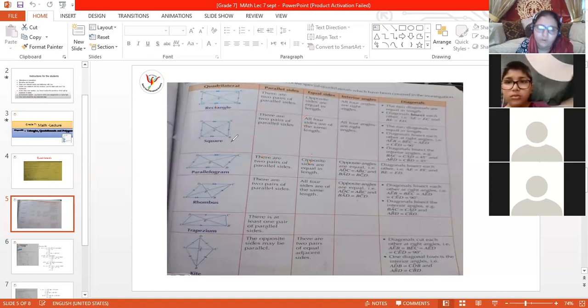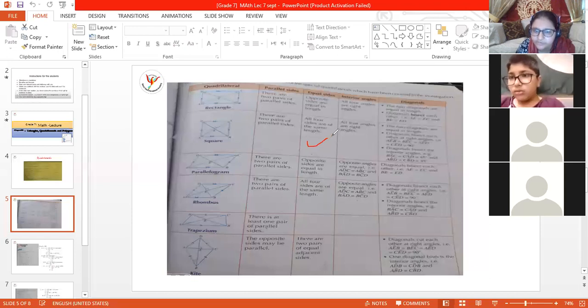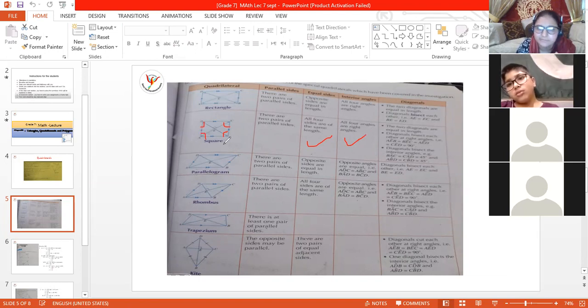Now come towards the second quadrilateral, which is the square. You know that in a square, all the four sides are the same length. All the four sides are equal in a square. Now come towards the angles. Again, as in the rectangle, in a square all the four angles are right angles, which means that all the angles are 90 degrees. Now, how many parallel sides are there? There are two pairs of parallel sides. This one is parallel to this one, and this one is parallel to this one.